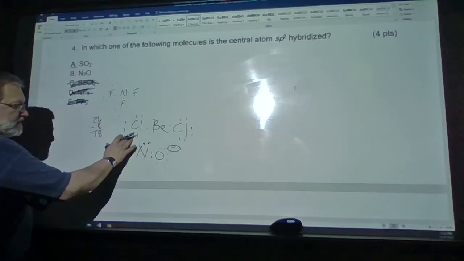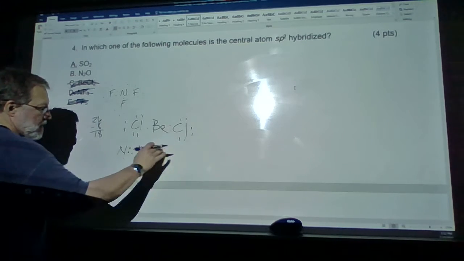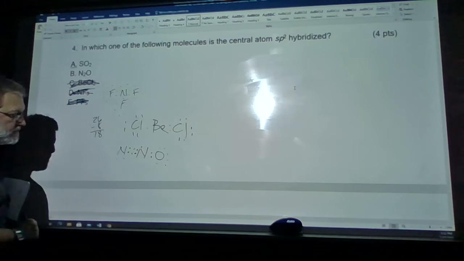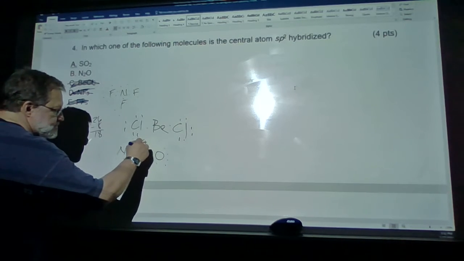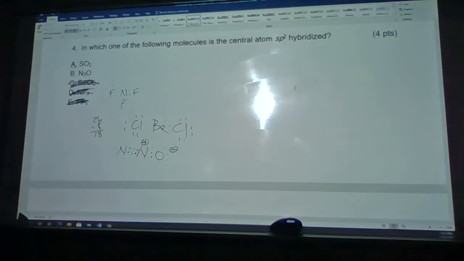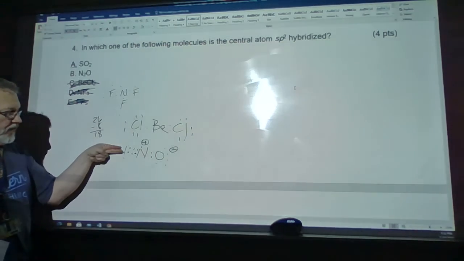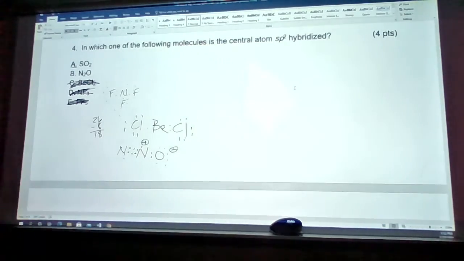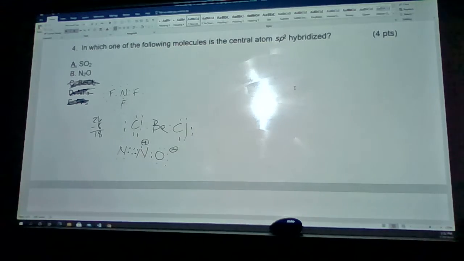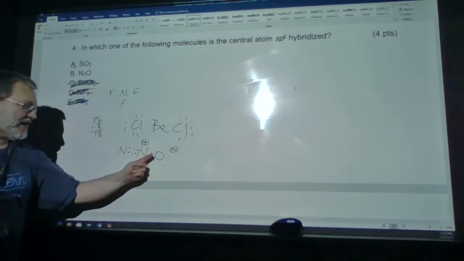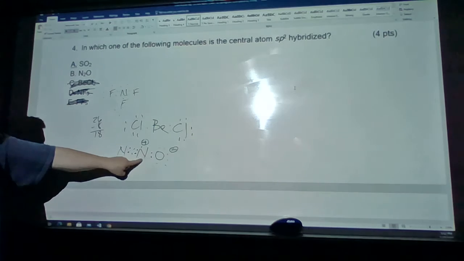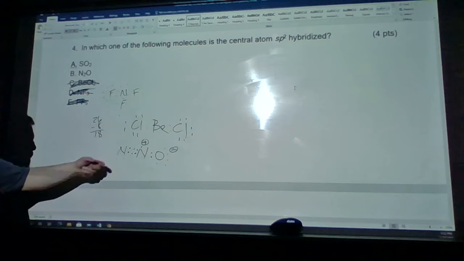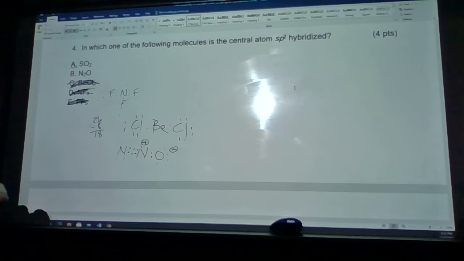We could represent this by moving the pair of electrons that was up there in that nitrogen to there. This nitrogen sees 2, 4, 6, 8. That nitrogen sees 2, 4, 6, 8. How many things is that nitrogen bonded to? 2 things, the nitrogen and that oxygen. Is there a pair of electrons on that center nitrogen that are not involved in bonding? No. This is not sp2.